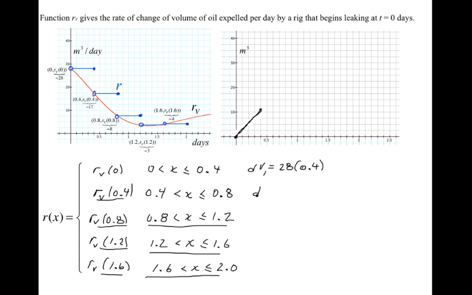So now, how much is it going to change in the second interval? Tell me. 17 times 0.4. And what's that? 6.8? So now I'm going to go here to 0.8, and I'm going to do 6.8.